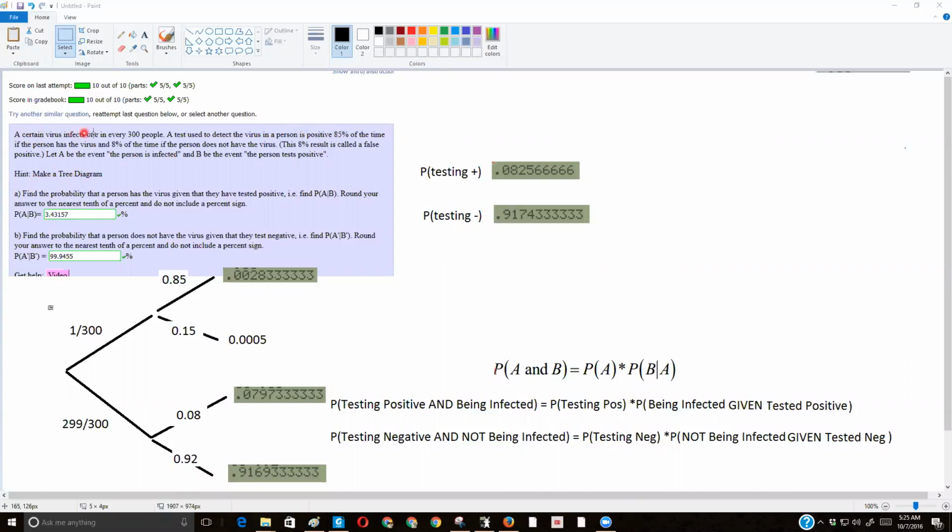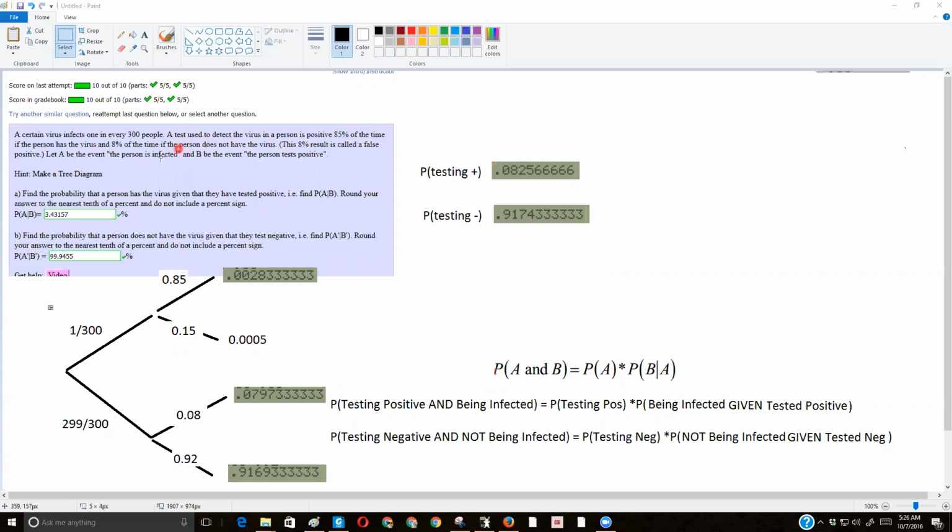So a certain virus infects 1 in every 300 people. So 1 out of 300 is the probability that a random person has a virus, and if I subtract 1 from 300, I get 299 out of 300 people are negative. They don't have the virus. And then it says 85% of the time, if somebody actually has a virus, the test will catch that they have the virus. And if I find the complement of that event, subtract from 100, that 0.15 is the probability that somebody has the virus, but the test misses it.